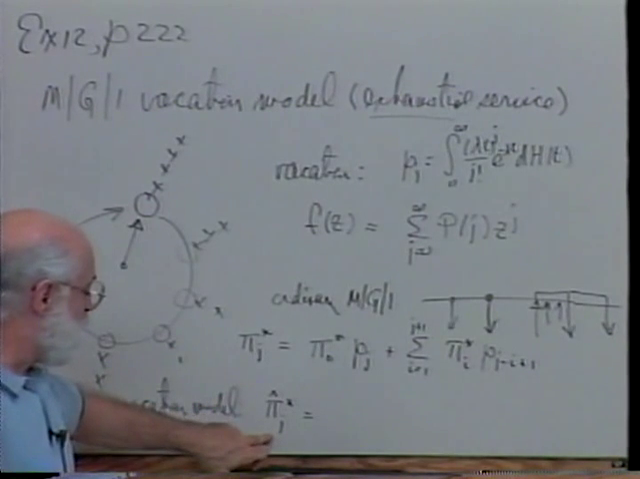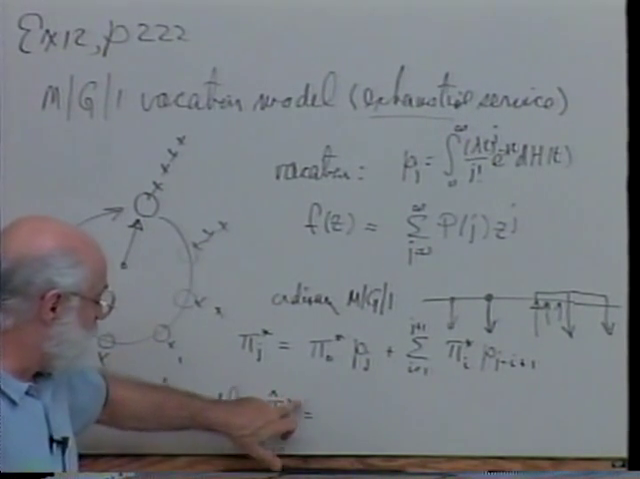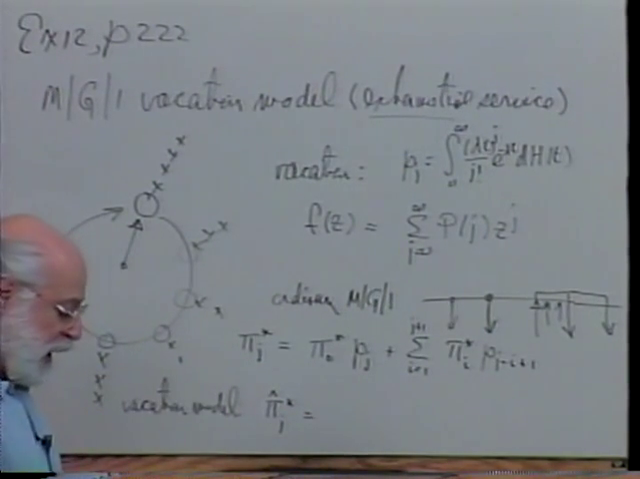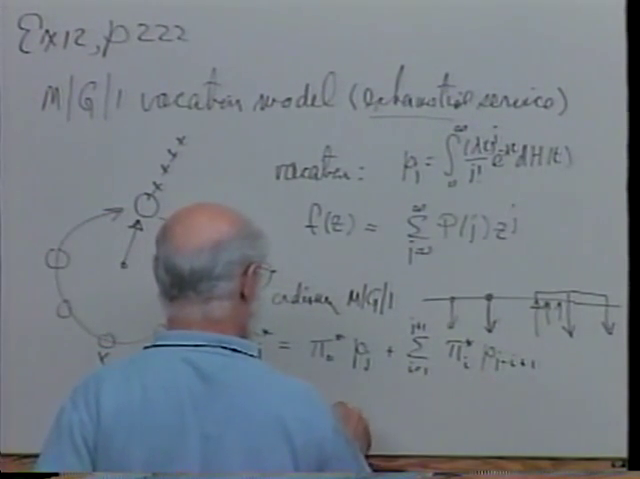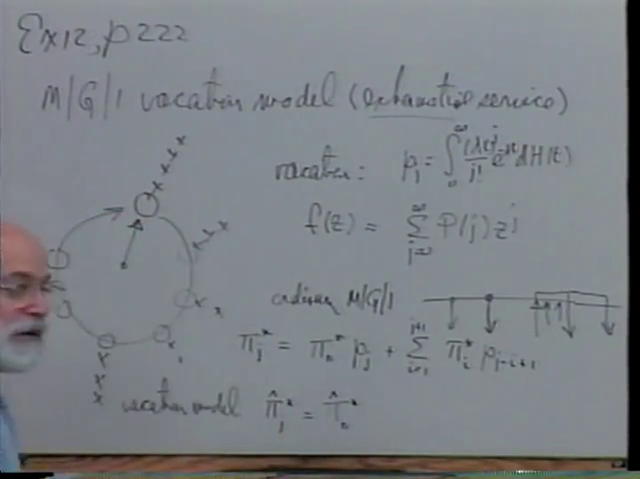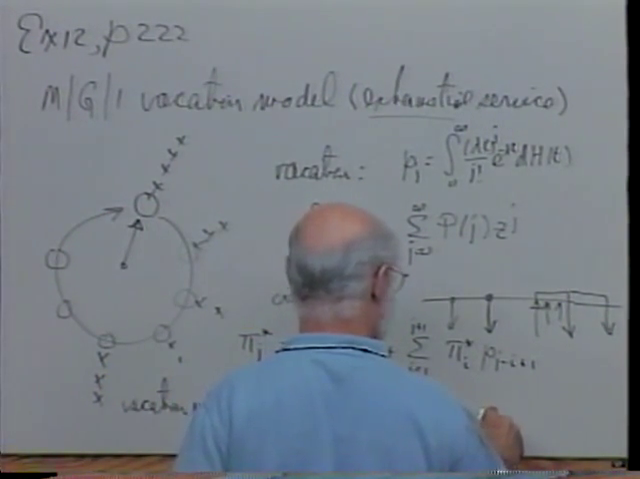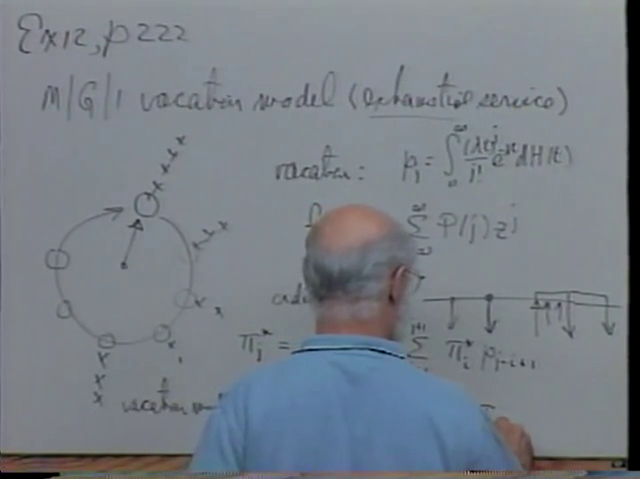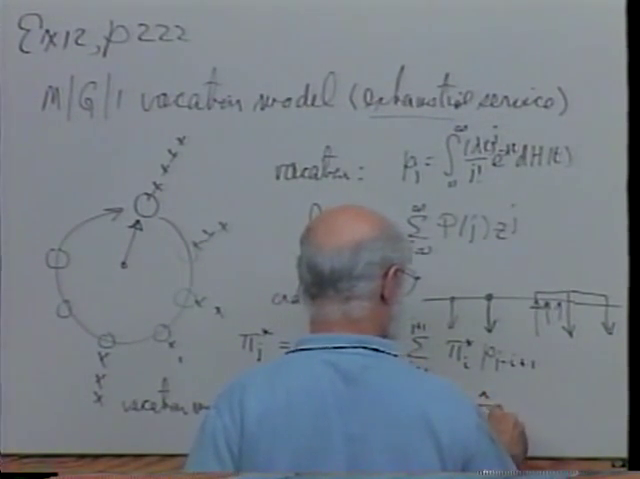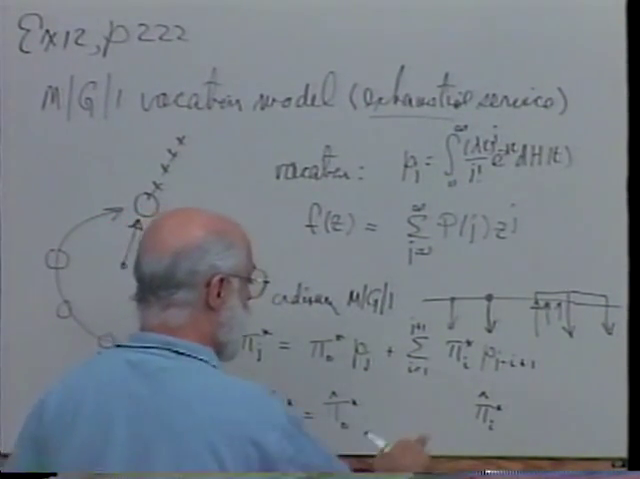So I'm going to make the same distinction. I'm going to say that the probability that the departing customer in the vacation model leaves behind j is going to depend on what the previous customer left behind. And there are two cases. The previous customer could leave behind 0, so that would be pi star 0 hat. Or the previous customer could leave behind I, where I is greater than 0. I'll call that pi I star hat.